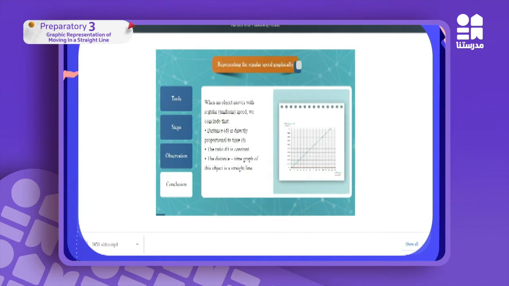From this experiment, we conclude that the distance-time graph for regular motion at constant speed is represented as a straight line through the point of origin, and the speed-time graph from an object moving with regular motion at a constant speed is represented as the straight line passing parallel to the x-axis, which represents the time, as shown.